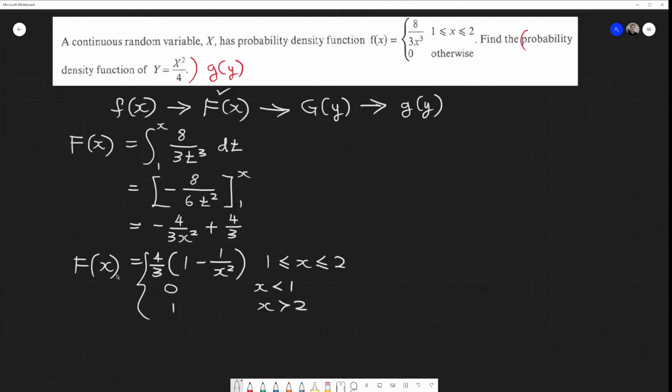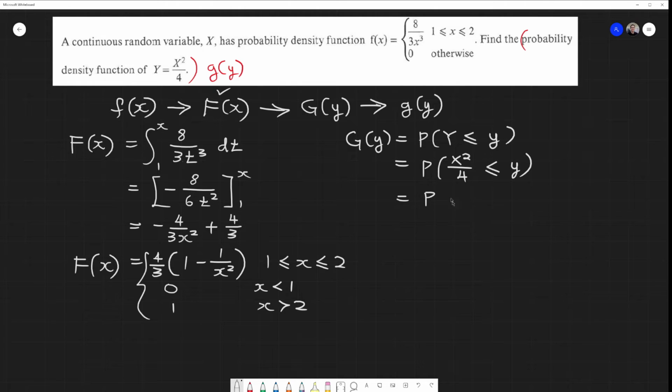All right, so we have Fx, we're trying to make this Gy. Okay, so what is Gy? Gy is P(Y less than or equal to y). And we know that Y is in fact X squared over 4. So we're going to throw that in here, like so. And we're going to try to make x the subject so that we can relate this to capital Fx, yeah?